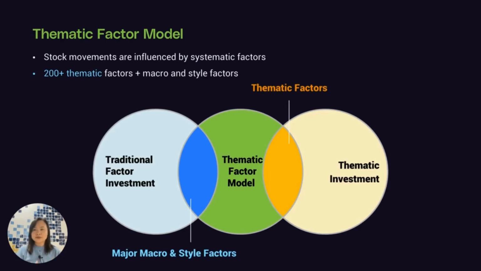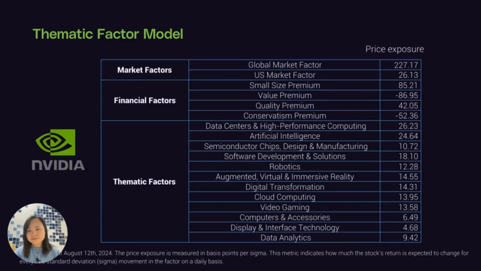Traditional factor models focus more on market and style factors and less on industries and themes. They are more suitable for traditional factor investing. Our thematic factor model offers over 200 theme factors along with style and country factors for the global market, updated daily. It's more suitable for thematic investing.